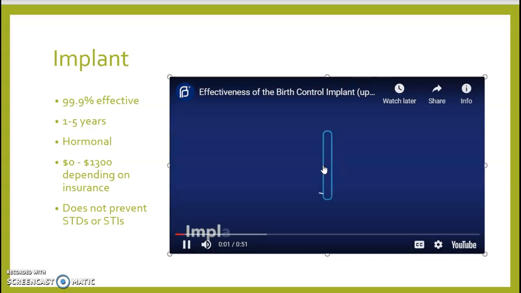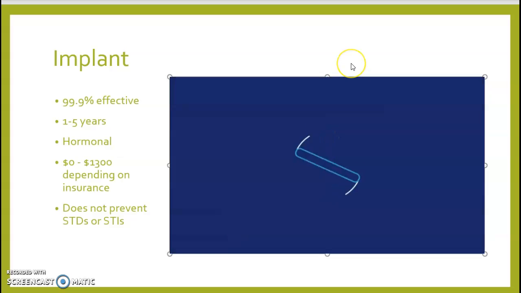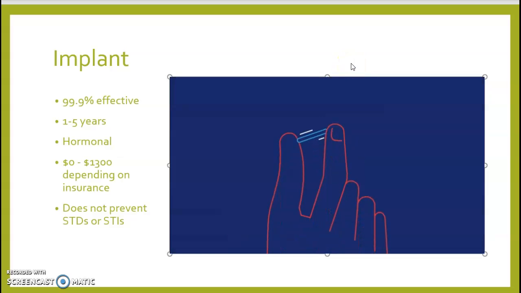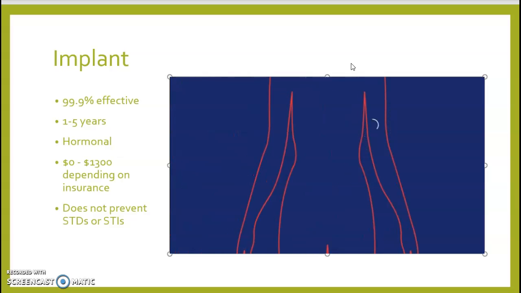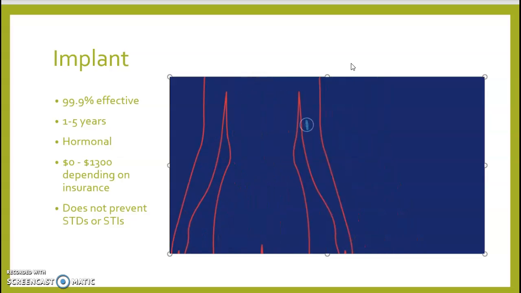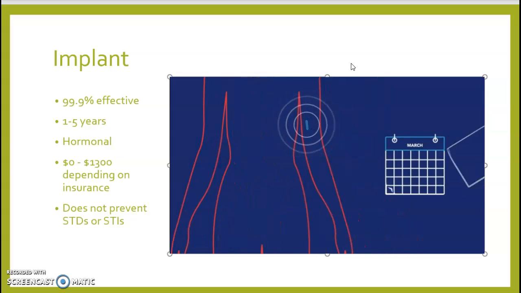The birth control implant is one of the most effective kinds of birth control you can get. It's a tiny matchstick-shaped rod that releases the hormone progestin to prevent pregnancy. A doctor inserts the implant under the skin in your upper arm, and that's it. You're protected from pregnancy for up to 4 years.